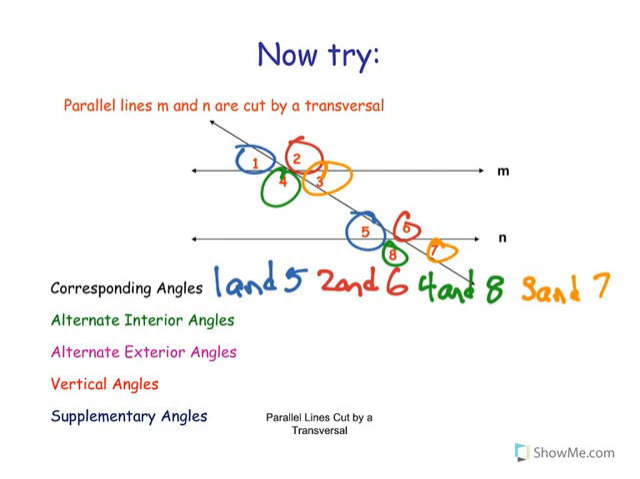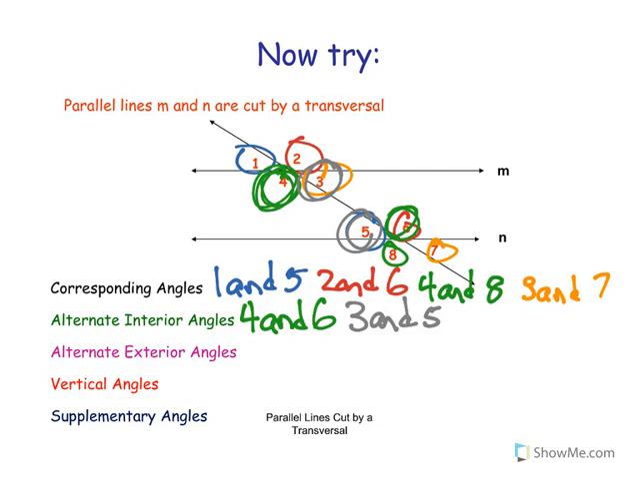Alternate interior. All right, so let's get back to those interior angles. So I've got 4 is my obtuse and 6 is my obtuse. And with my acute, I've got my 3 and I've got my 5. Let's talk alternate exterior angle. So I've got my 1 is my acute and my 7 is my acute. And I've got my 2 is my obtuse and my 8 is my obtuse.